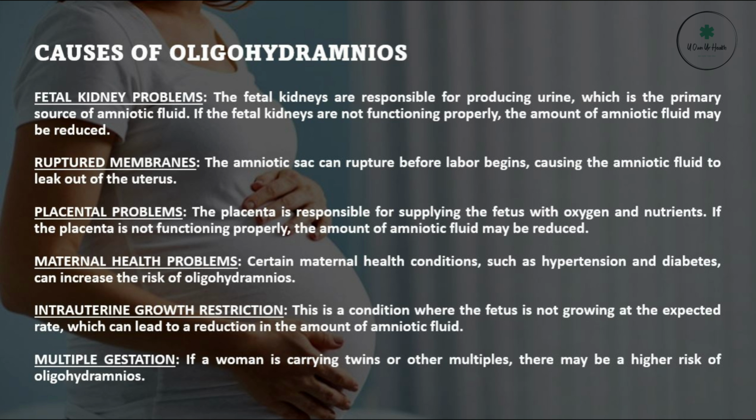Maternal health problems. Certain maternal health conditions, such as hypertension and diabetes, can increase the risk of oligohydramnios. Intrauterine growth restriction (IUGR). This is a condition where the fetus is not growing at the expected rate, which can lead to a reduction in the amount of amniotic fluid. Post-term pregnancy. If the pregnancy goes beyond 42 weeks, the amount of amniotic fluid may decrease. Multiple gestation. If a woman is carrying twins or other multiples, there may be a higher risk of oligohydramnios.